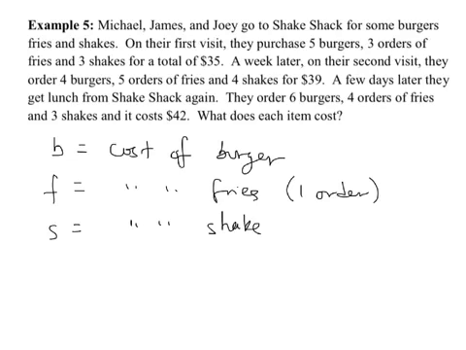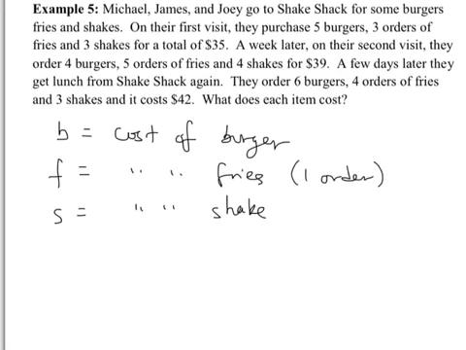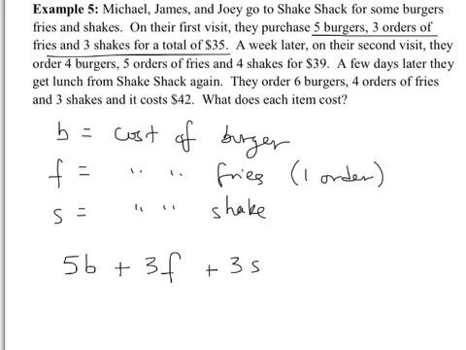So, David, can you give me the first equation we would get from the word problem that you see at the top? Okay, so it would be 5b plus 3f plus 3s equals 35. So again, we have 5 burgers, so 5b. We have 3 orders of fries, 3f. 3 shakes is 3s, for a total of $35. And the next 2 come from that as well.